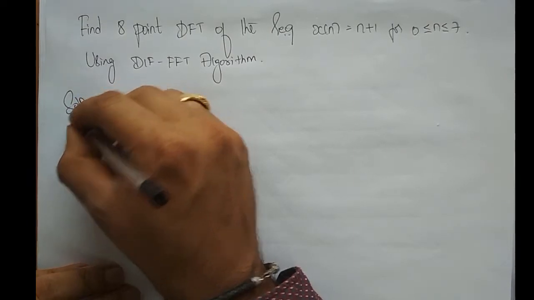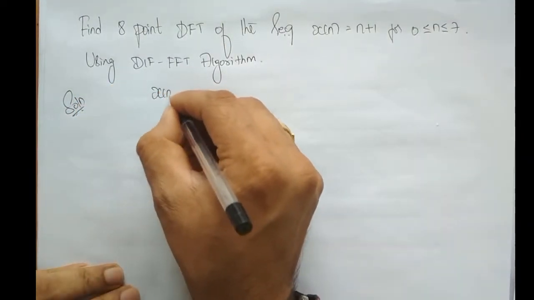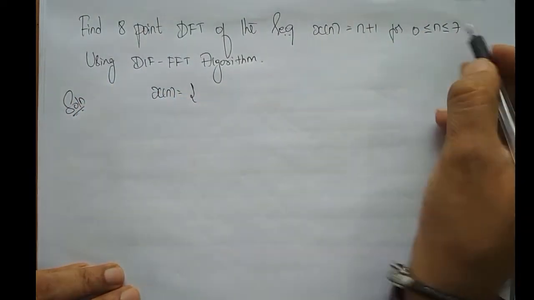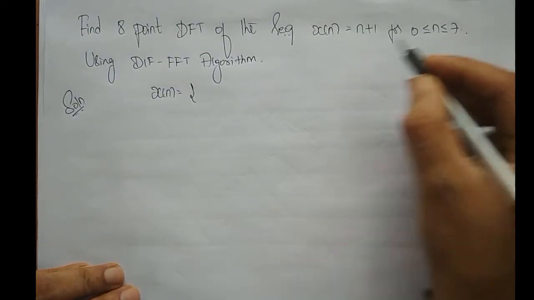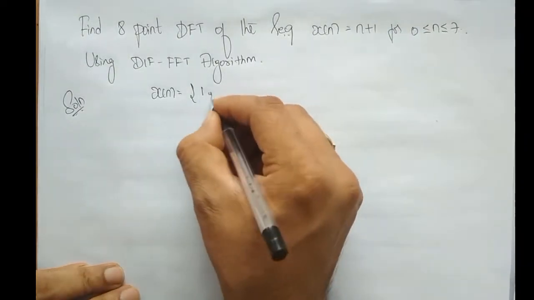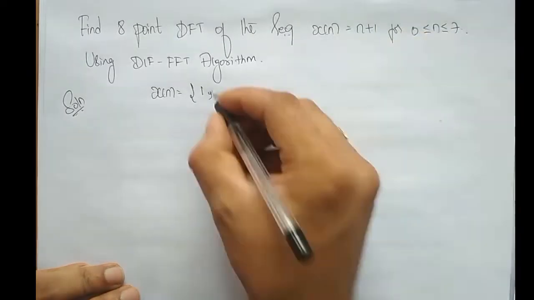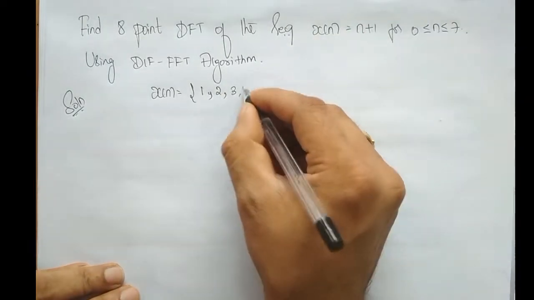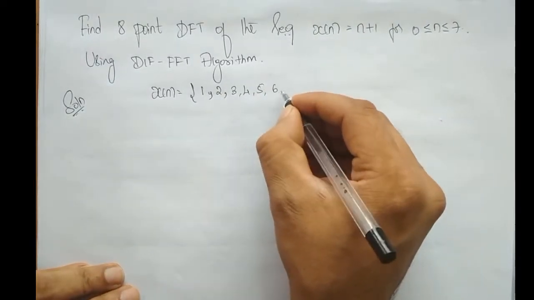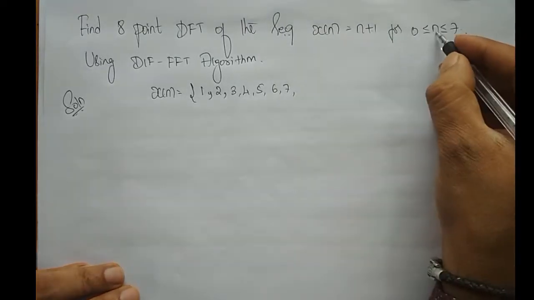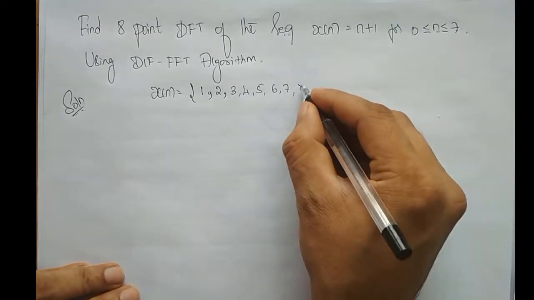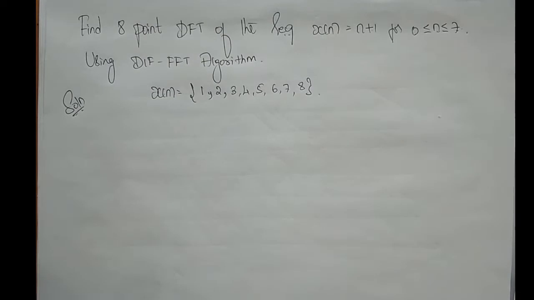So solution. So what is the x of n sequence we have? So this is for n varying from 0 to 7. When n equal to 0 it is 0 plus 1 which is 1. When n equal to 1 it is 1 plus 1 which is 2, and this goes on 3, 4, 5, 6, 7. When n is equal to 7, so 7 plus 1 is 8. So it starts at 1 and stops at 8.